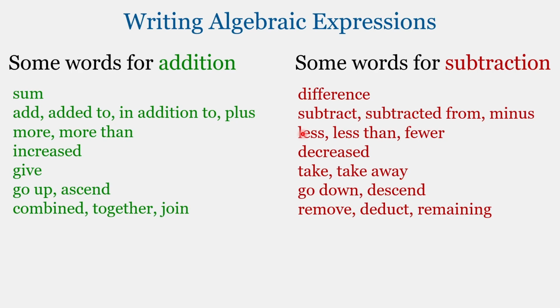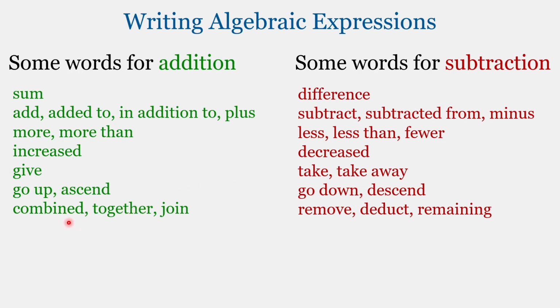There are also pairs of words like more and more than for addition, and their counterpart less, less than, or fewer for subtraction. Increased for addition, decreased for subtraction. We can give something to someone. We can also take or take it away for subtraction. To go up or ascend often implies addition, whereas going down or descending implies subtraction.